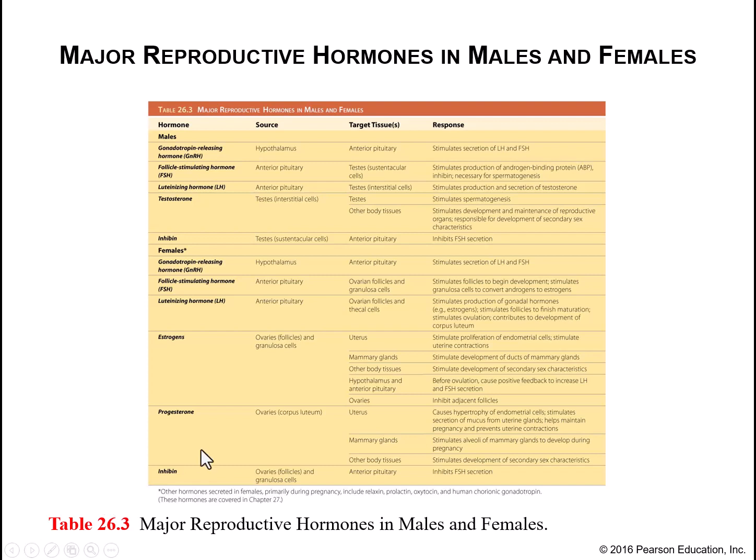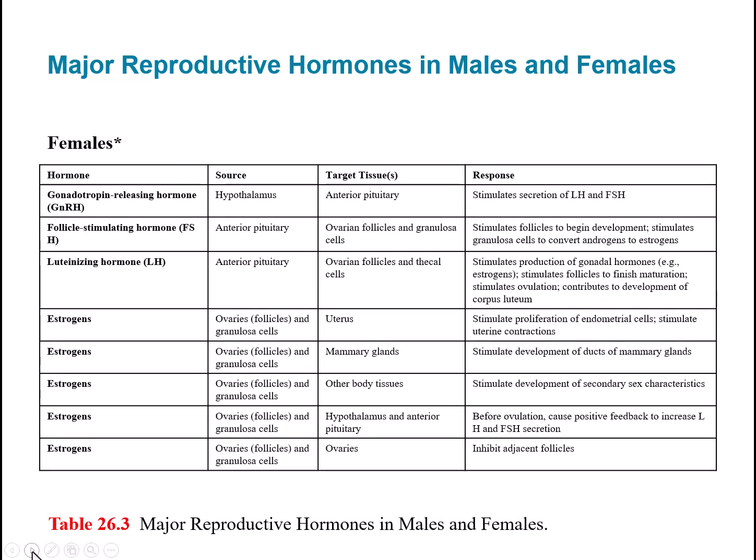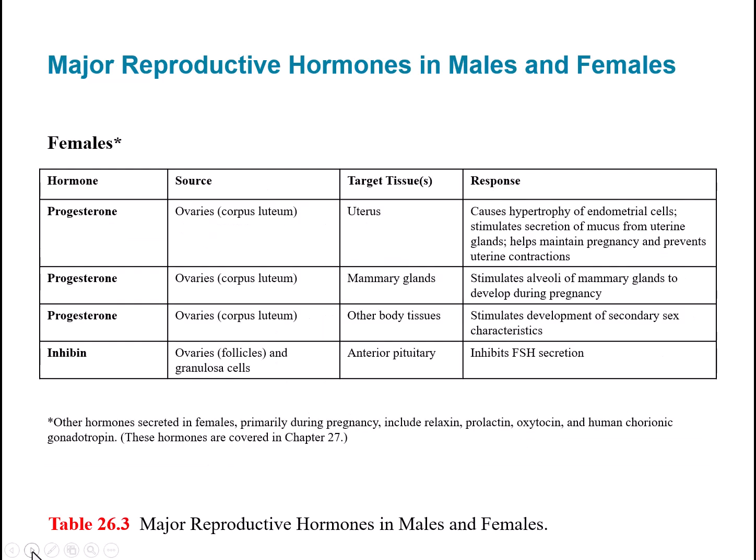Here is a list of all of our major reproductive hormones in males and females and the responses that take place. So males are on top, females on the bottom. I also have them in larger tables. Here's the males, and then females and females.